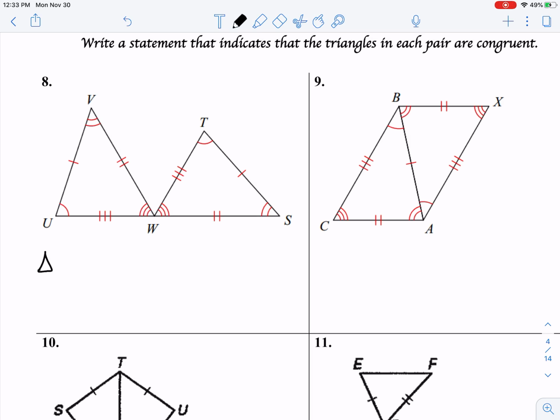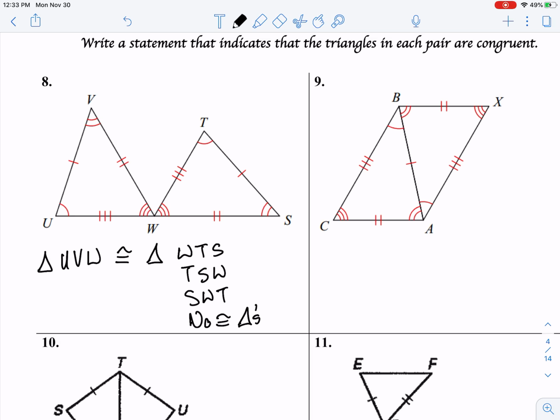So I'm just going to say triangle UVW is congruent to triangle, and I have WTS, TSW, or SWT. All right, here's my 3 options. Again, or no congruent triangles. Now, if, again, you're given all of these measurements and symbols, use them.